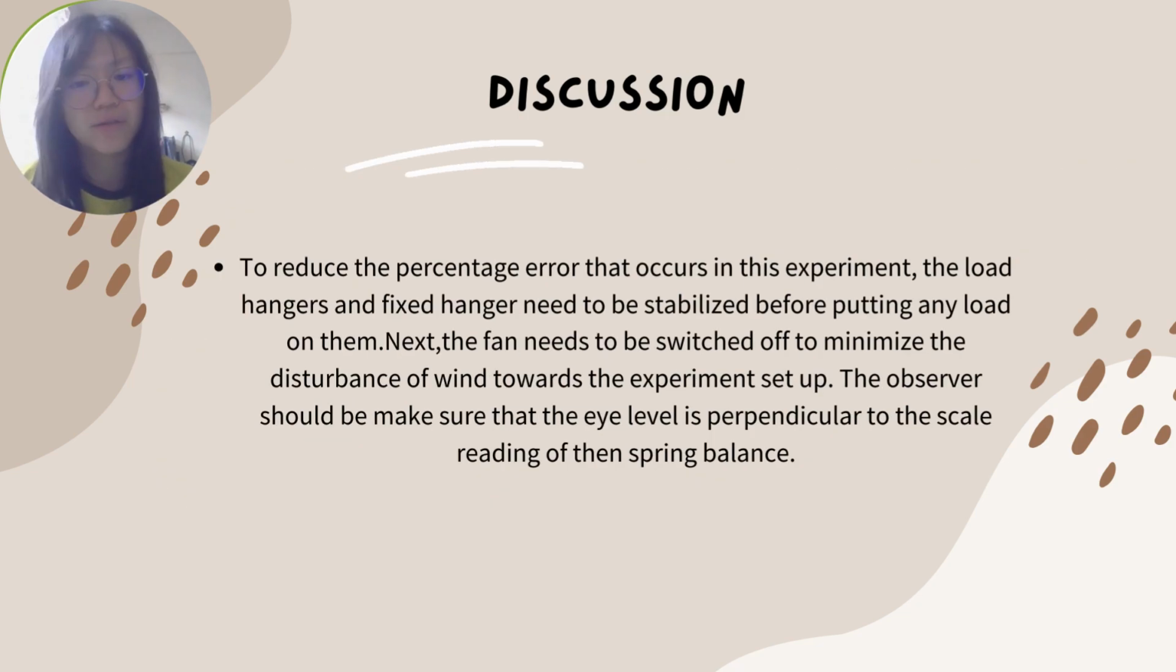To reduce the percentage error that occurs in this experiment, the load hanger and fixed hanger need to be stabilized before putting any load on them. Next, the fan needs to be switched off to minimize the disturbance of wind towards the experiment setup. The observer should make sure that the eye level is perpendicular to the scale reading of the spring balance.